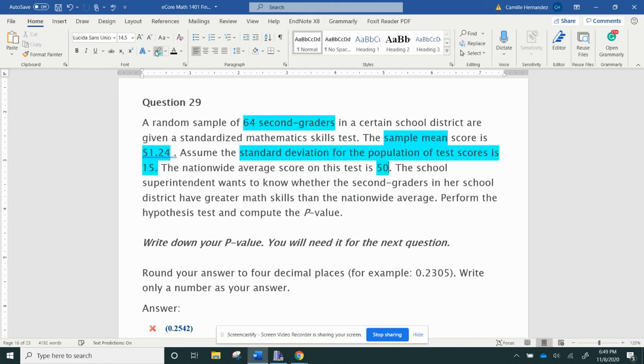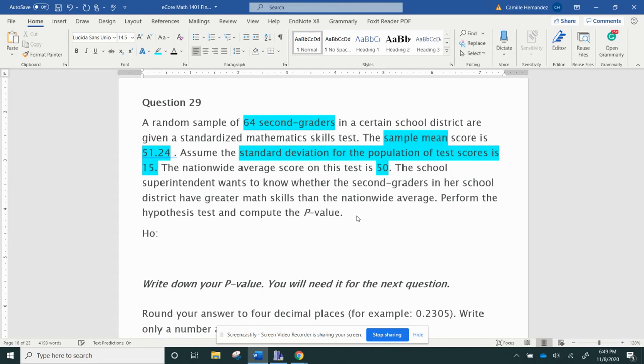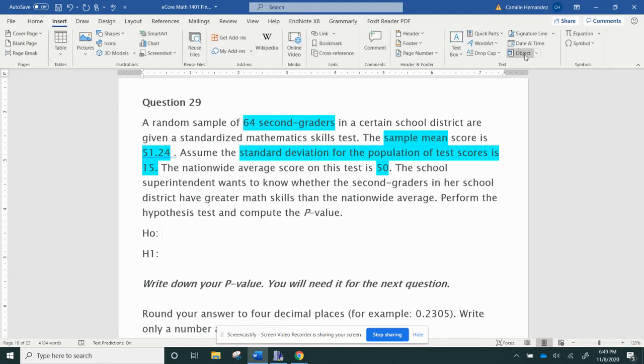The school superintendent wants to know whether second graders in her school have greater math scores than the nationwide average. Find the p-value. Okay, so I need to do my hypotheses. For this one, again, I'm going to use the mean symbol. Let me insert the mean here, and I'm going to do it here too.